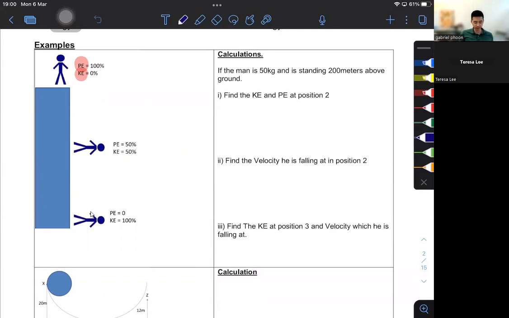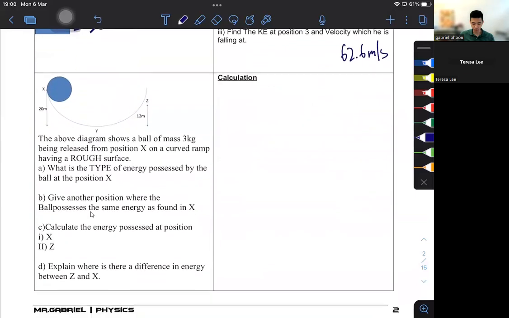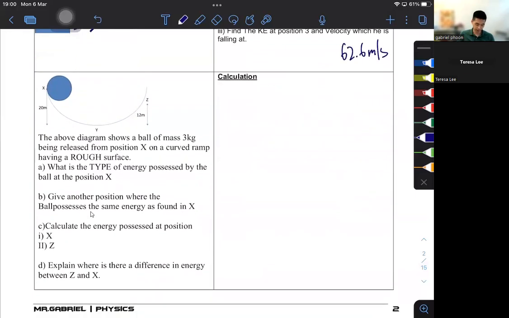Okay, Teresa, can you check your answers? Are you done? Okay, can you check your answers first? Your potential energy and kinetic energy both are 49,000 joules here. Your speed should be 44.3 meters per second, and this one should be 62.6 meters per second. Do you get these three correct? Okay, good, excellent. Your foundation is actually quite strong if you got all this correct.